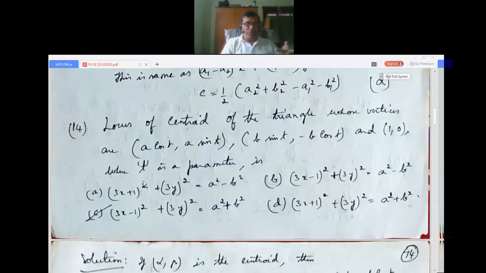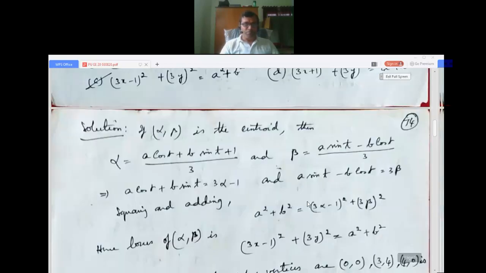First option: (3x plus 1) whole squared plus 3y squared equals a squared minus b squared. Second option: (3x minus 1) squared plus 3y squared equals a squared minus b squared. Third option: (3x minus 1) squared plus 3y squared equals a squared plus b squared. Fourth option: (3x plus 1) squared plus 3y squared equals a squared plus b squared.